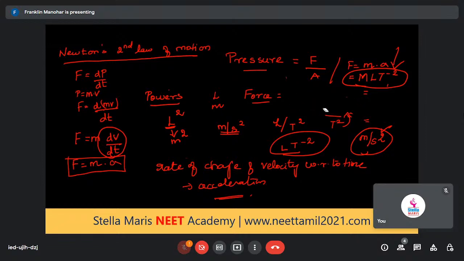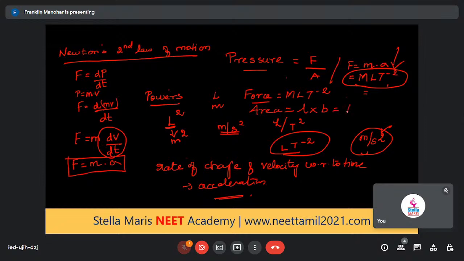Now, what is area? Area is equal to length into breadth. Force is nothing but M L T to the power -2.